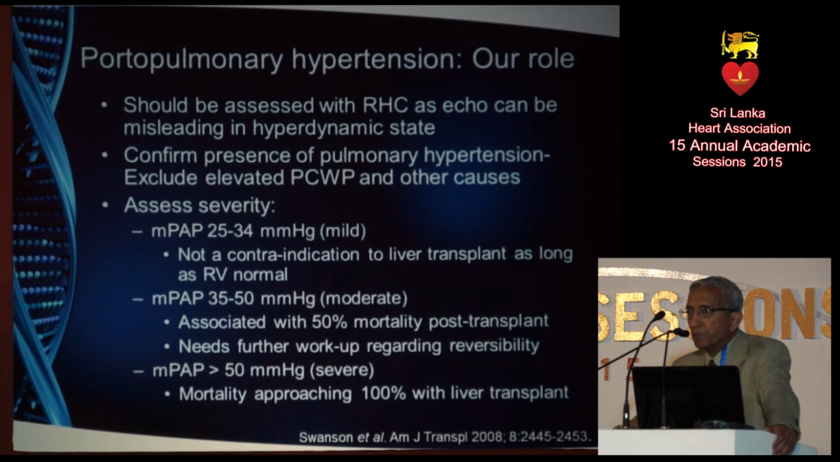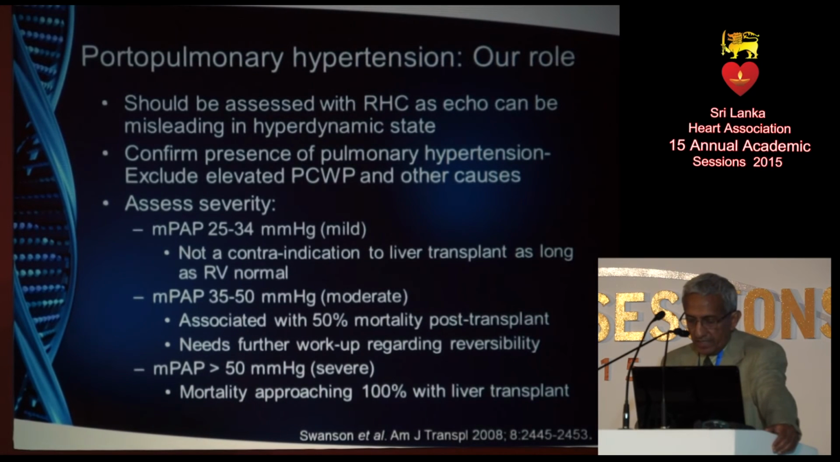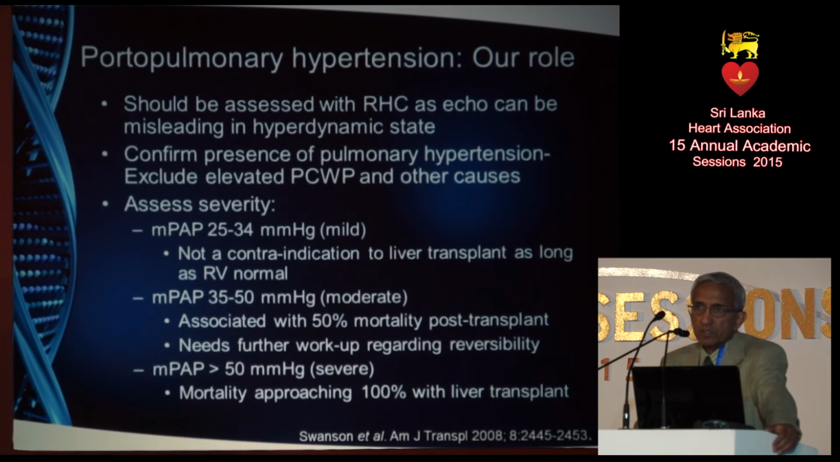If the pulmonary hypertension is mild, with a mean pulmonary pressure between 25 to 34, they generally do well, and it is not a contraindication to liver transplant. On the other hand, if the pulmonary pressures are in the moderate range, it's associated with a 50% mortality post-transplant, so they definitely need further workup regarding reversibility prior to transplant. Very high pulmonary pressures, if it has gone to that level, then the transplant may not affect the prognosis at all.